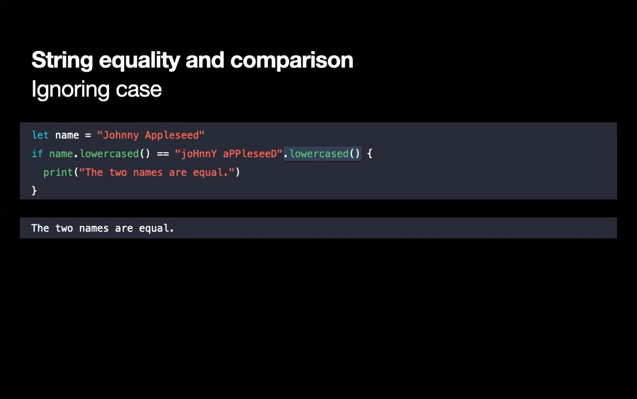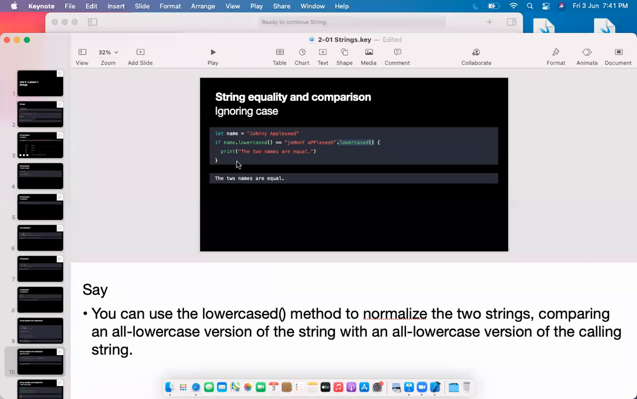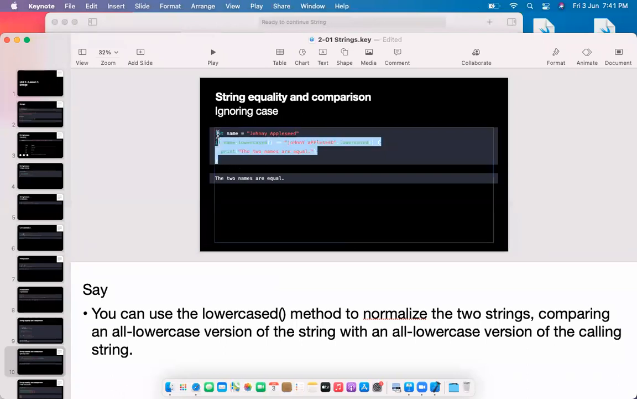Okay, but since we are using the lowercase method, it is showing that both are equal. Still they differ in case, uppercase and lowercase. See, they are still differing in case, but still it is showing the output that the two names are equal.